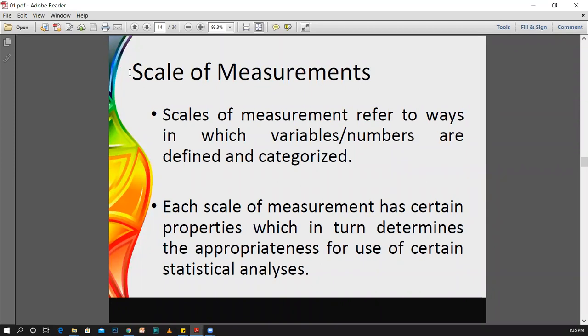Each scale of measurement has certain properties which determine the appropriateness for use of certain statistical analysis. This is what I have mentioned previously also. All the statistical methods cannot be applied for all types of data. Only for several types of data, several methods can be used. In the simplest example I have taken, you cannot calculate the average for names, but you can calculate the average for your weights.